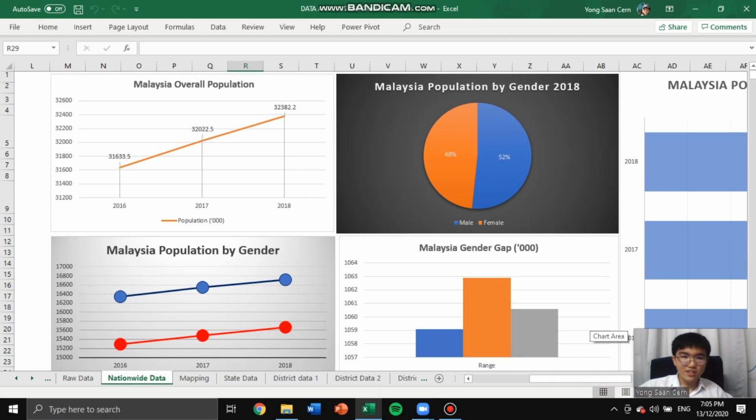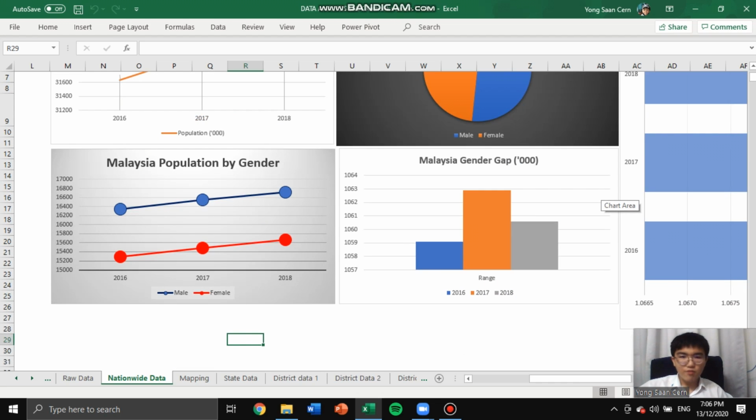Next, you can see from this gender chart that male is slightly more than female in the whole of Malaysia, by about 4%. For the gender gap over these 3 years, 2016 is quite small, then 2017 widened the gap, but 2018 slowly went back to the 2016 value. It shows 1,000 here, but we actually have to add another 3 zeros, so there are a few million in the gaps between these 3 years. But it's slowly increasing and dropping, increasing and dropping, so the gap is actually quite stable.